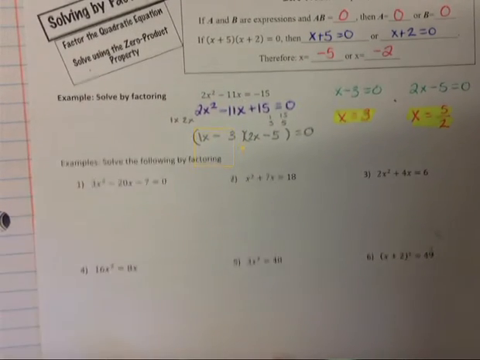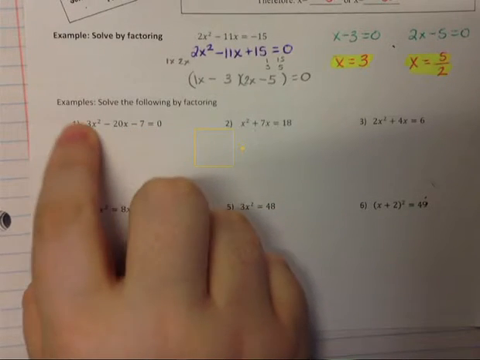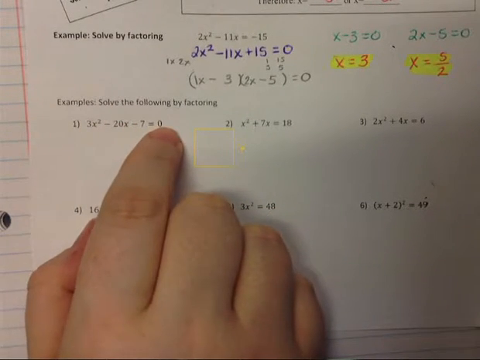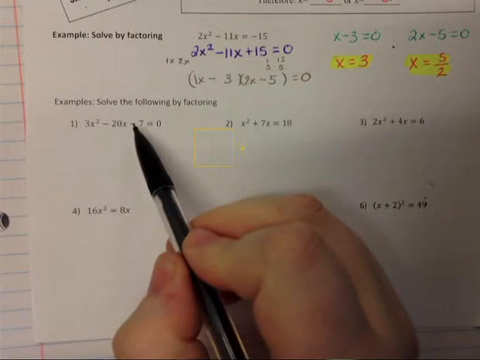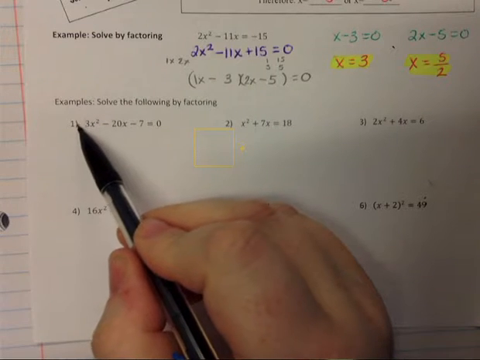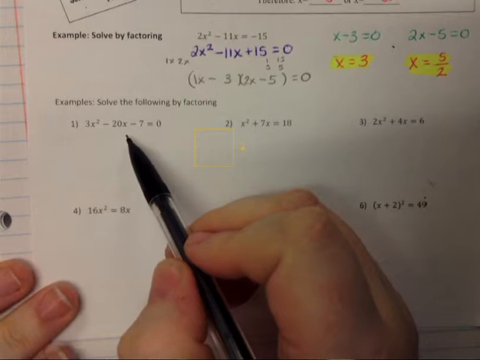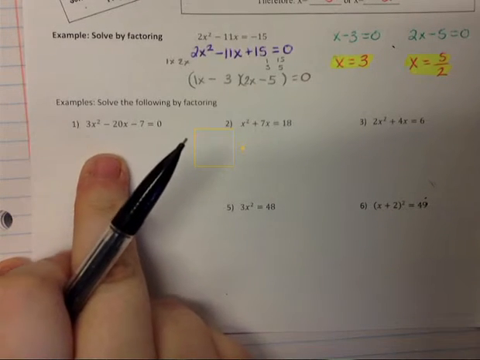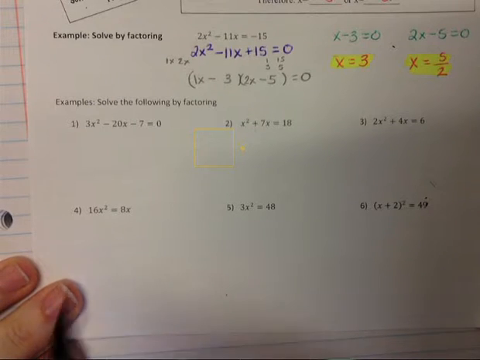So number 1, we have 3x squared minus 20x minus 7 is equal to 0. This is in standard form, and it is equal to 0. Therefore, we want to go ahead and start factoring this. The GCF of this problem is 1. This first term is not an entire perfect square, so this is not a perfect square trinomial. So I'm going to be using guess and check. You can use any method you would like to use on factoring, but it must factor.